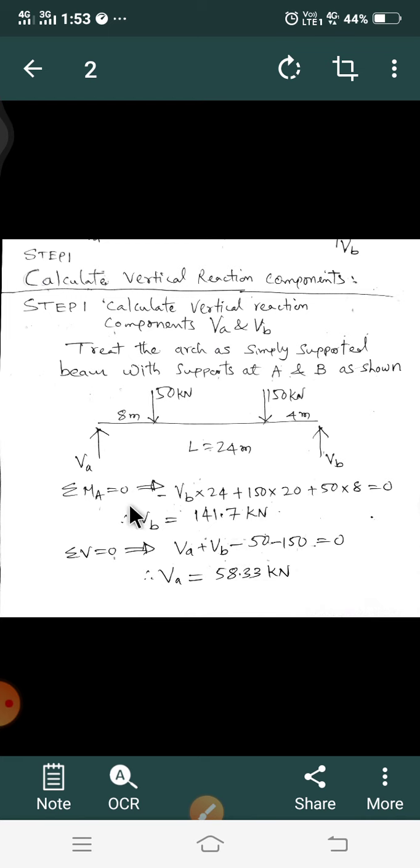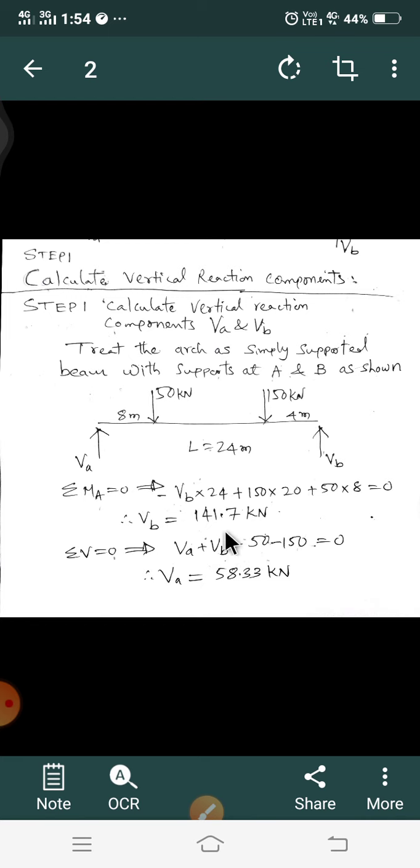When you use sigma MA equal to 0, take moments about the point A and equate it to 0. So minus VB into 24, the entire distance, plus 150 into this distance. So 150 into 20, because total is 24, you remove 4 from that, this distance will be 20, plus 50 into 8. So this is 50, this is 8, and it must be equal to 0. From this we calculate VB, which is 141.7 kN.